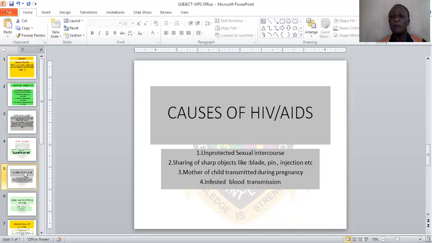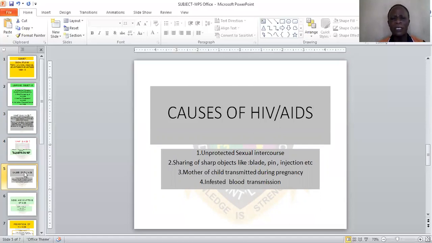When mature people have sex without protecting themselves, what will happen? They will contract it from the sufferer who has had sex with another person. The person will be infected. Two, sharing of sharp objects like blade, injection, all the sharp objects. If the sharp objects that an infected person used are used by another person, that person will be infected.